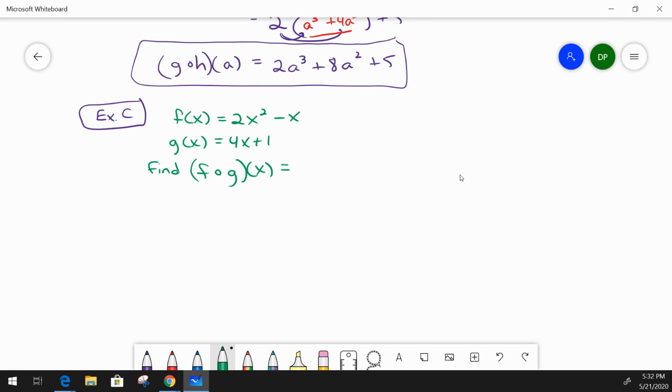So written in the other notation, the g of x function is being substituted into the f function. So I'm taking this 4x plus 1 and substituting it in for x in both places that it needs to be substituted into. So we're substituting x with the 4x plus 1 in the g of x function.